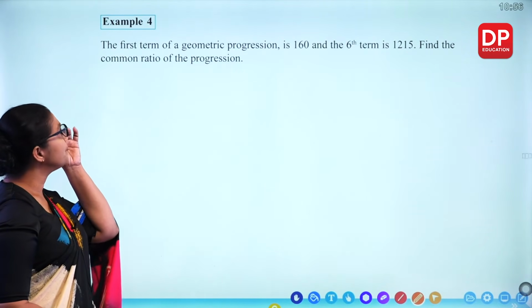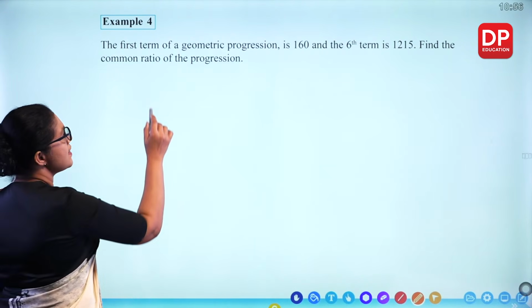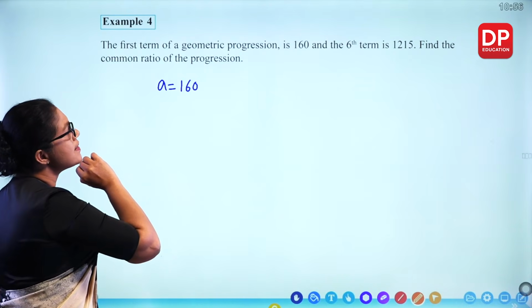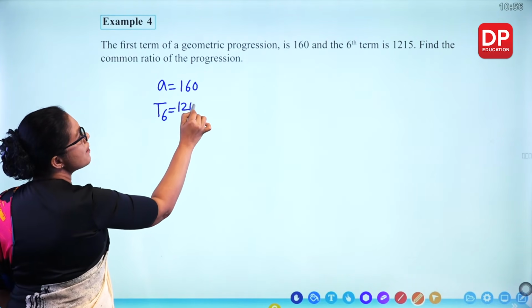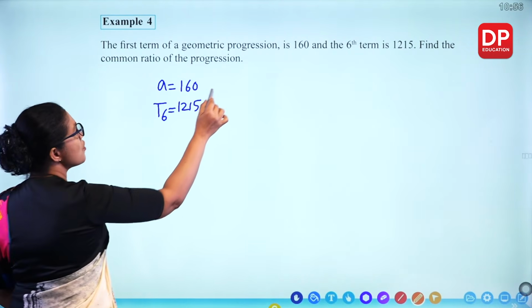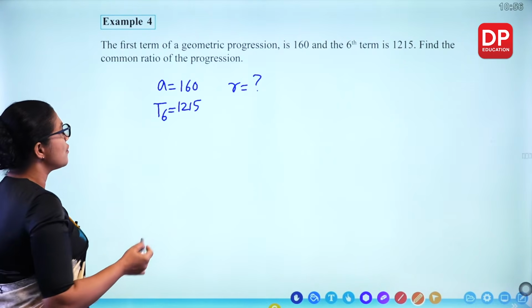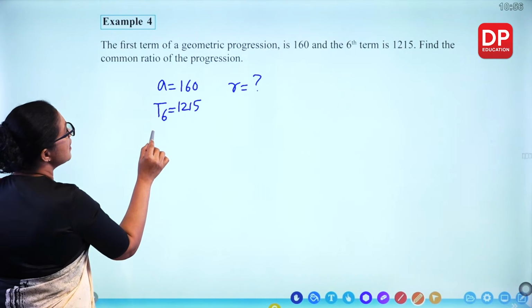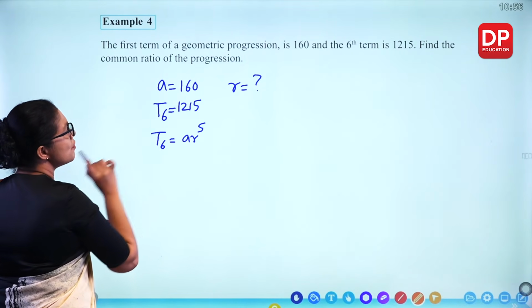Example number 4. The first term of a geometric progression is 160. A is 160. And the sixth term, T6, is 1215. Find the common ratio of the progression. You are asked to find R. Again, apply the formula. T6 is equal to AR to the power 5.